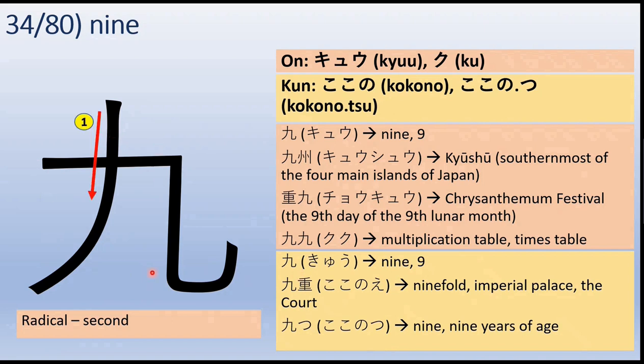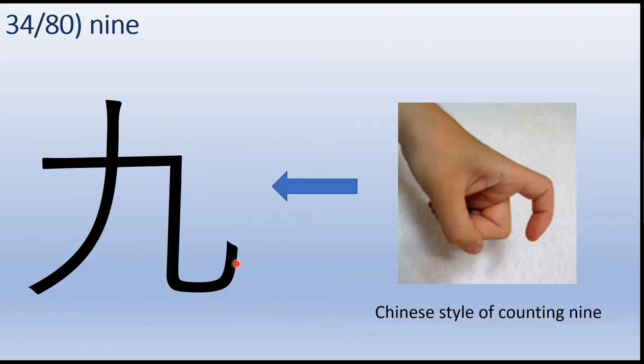This is the stroke order, which is quite simple. This is the first stroke and this is the second stroke. And this is how it has been originated. So the Chinese style of counting 9 is this. So now you can see how this character might have been conceptualized.